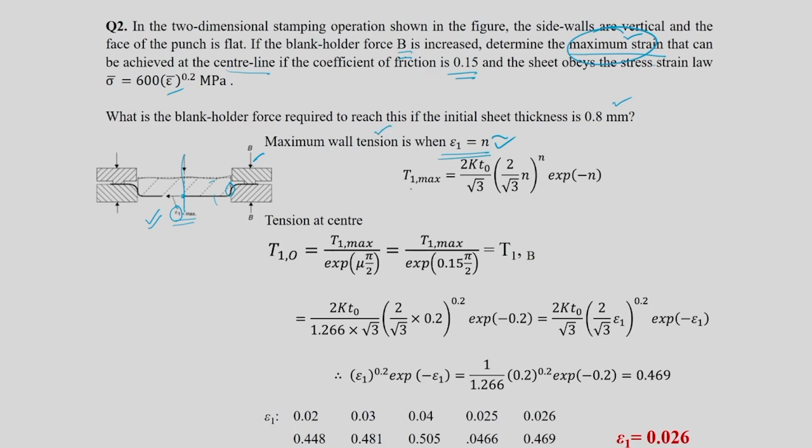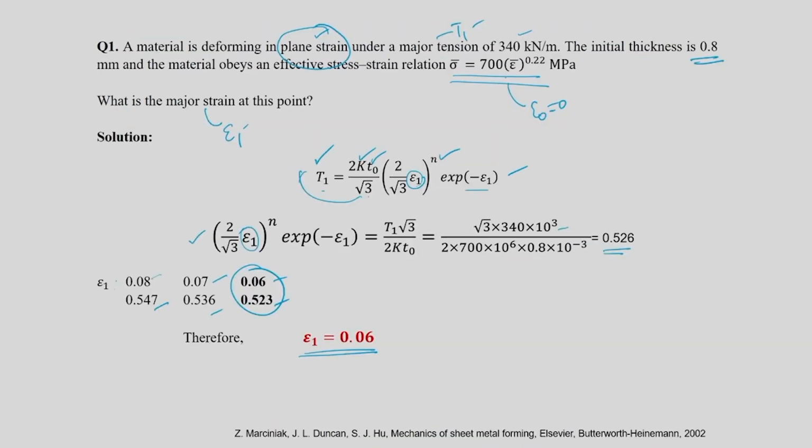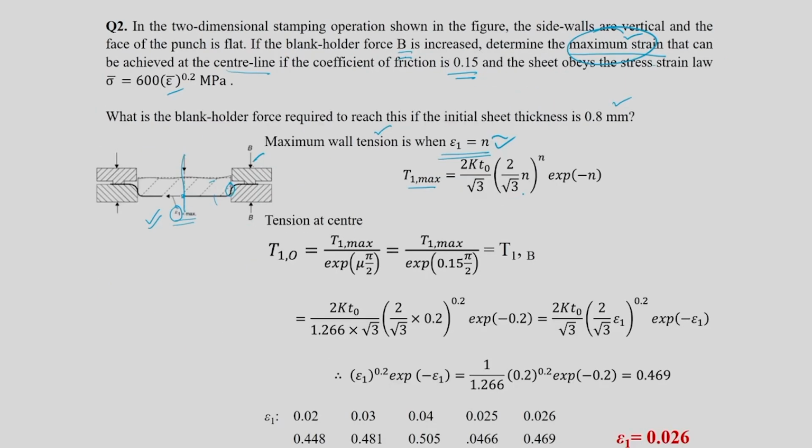Okay, so T1 is going to become T1 max. The conventional T1 which we used in the previous equation, for the previous problem, is going to become T1 max. Why? Because this epsilon 1 is going to become equal to n. That is what we have written here: T1 max is equal to 2k T naught by square root of 3 into 2 by square root of 3 into n power n exponential minus n. In place of epsilon 1 we are keeping n. Okay. So now this T1 at the center point is given by T1 max. T1 max is at any location; we have not specified anything. T1 max divided by exponential mu into pi by 2.